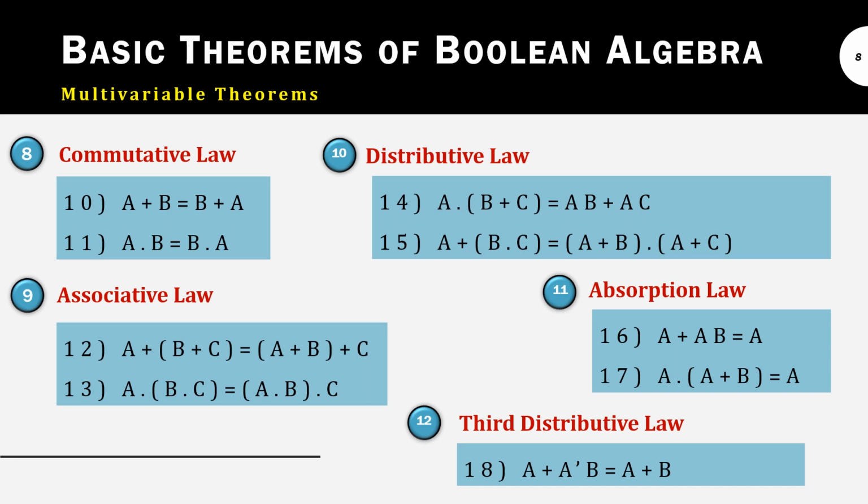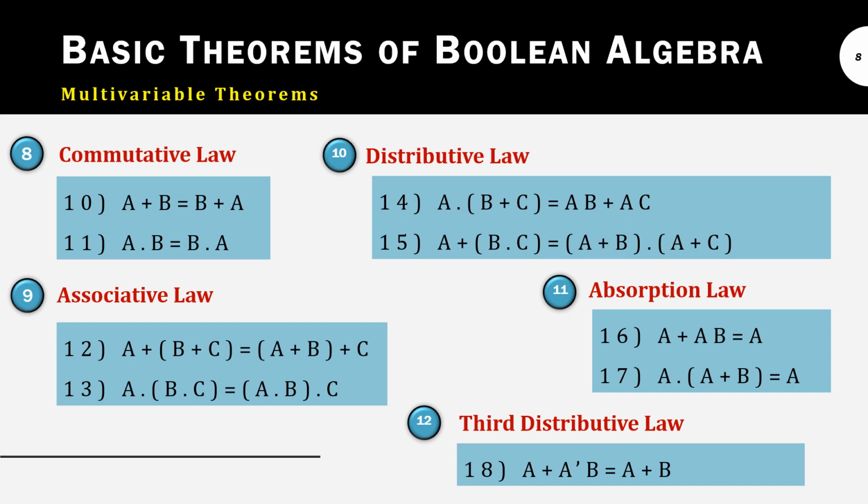Okay, now let's discuss the various multivariable theorems of Boolean algebra. The commutative law. According to the commutative law, the order of OR operations and AND operations conducted on the variables makes no difference. That is, A plus B is equal to B plus A, and A into B is equal to B into A. That is, the order of these operations on the variables makes no difference.